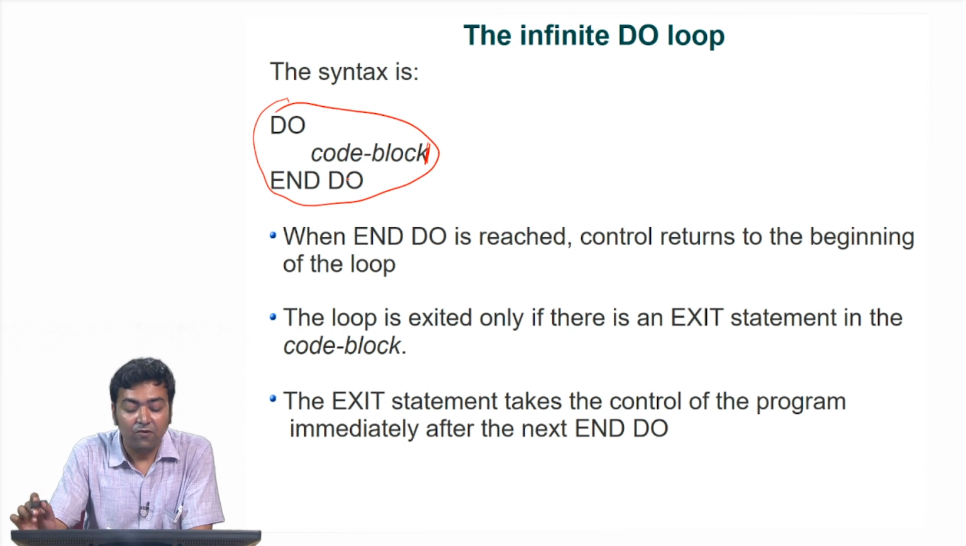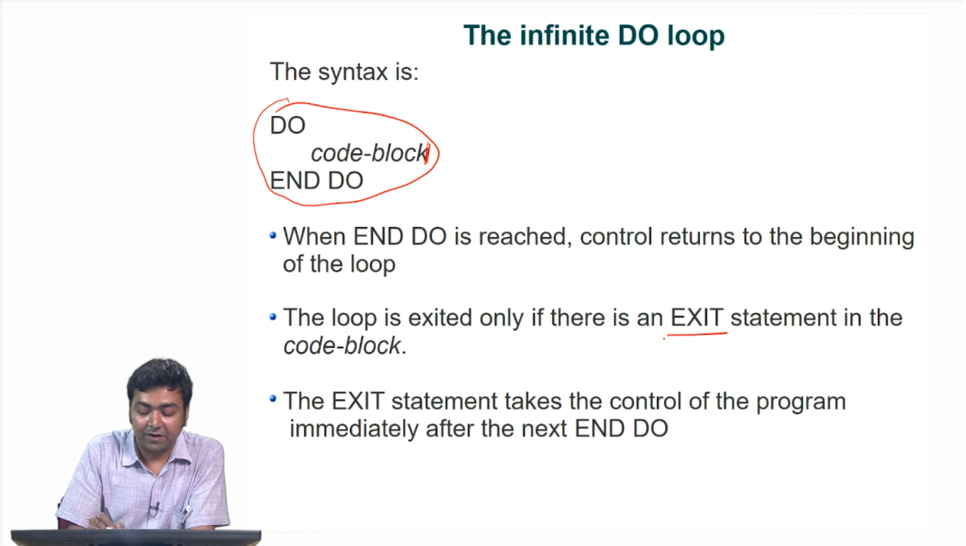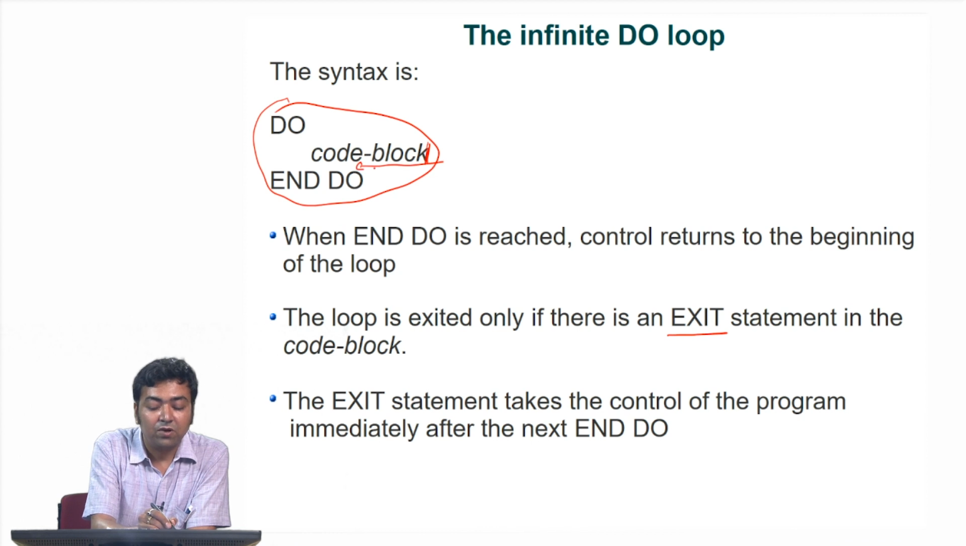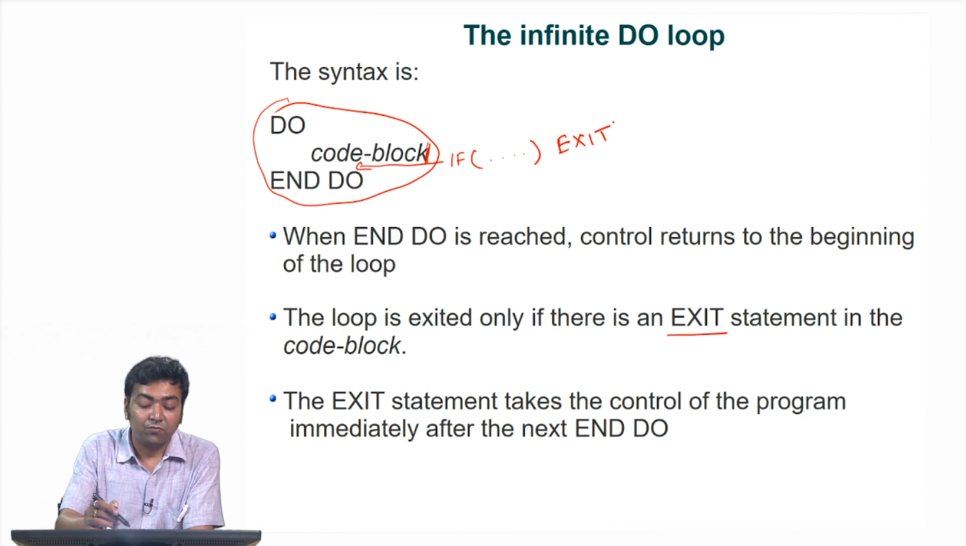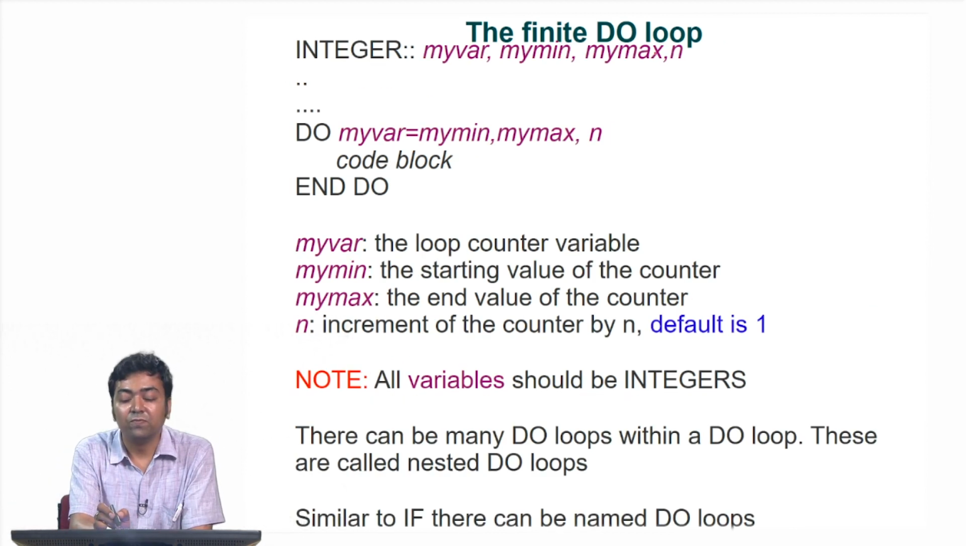So, basically what you need to do is tell the program when to stop, and that is done by an exit statement. Inside this code block you should put an exit statement something like this: if some condition is satisfied, then exit, to prevent infinitely carrying on with the set of operations in the loop. The moment this condition is satisfied, the controller will come out of the end do loop.